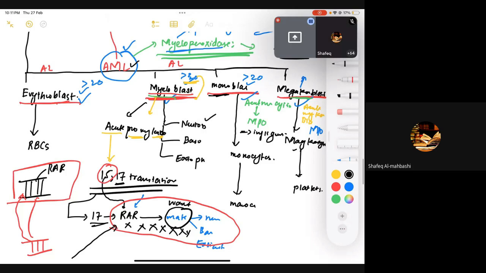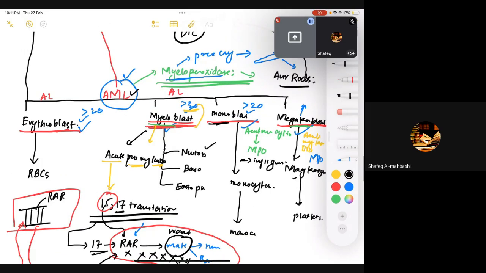Second, we have monoblastic leukemia, right? Monoblast, a lot of monoblasts, no MPO because it cannot fight off infection. In this way, you can just remember it, right? And it loves to infiltrate gums. Megakaryoblast, no MPO because it has nothing to do with MPO. And again, it's going to be called acute megakaryoblastic leukemia.